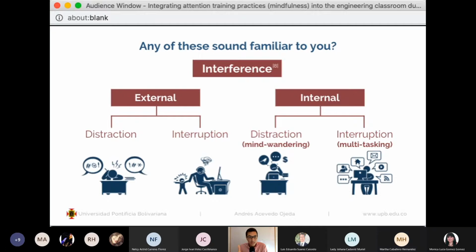And this is the classroom now. This is the engineering classroom. That is the context where students are attending classes.